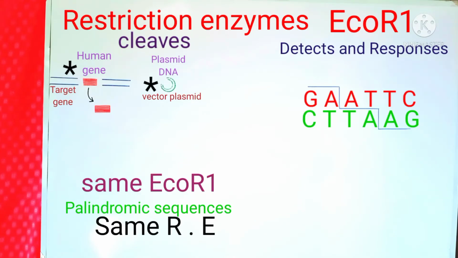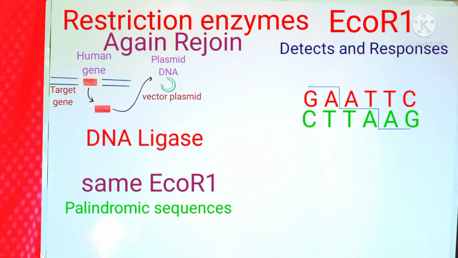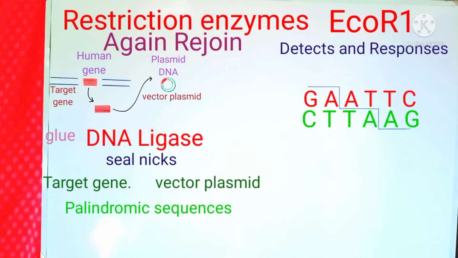So when both of these segments have been cut, the question comes to our mind: how will these two segments, the target gene and the vector plasmid, be joined again with each other? For this purpose, a special enzyme is used that is called DNA ligase. DNA ligase is that particular enzyme which can seal the nicks of the target gene and the vector plasmid that consist of the palindromic sequence. DNA ligase does not add any additional nucleotide, but it only joins the nicks. So DNA ligase acts as a glue. We can say that the restriction enzyme is a molecular scissor whereas ligase acts as a molecular glue.